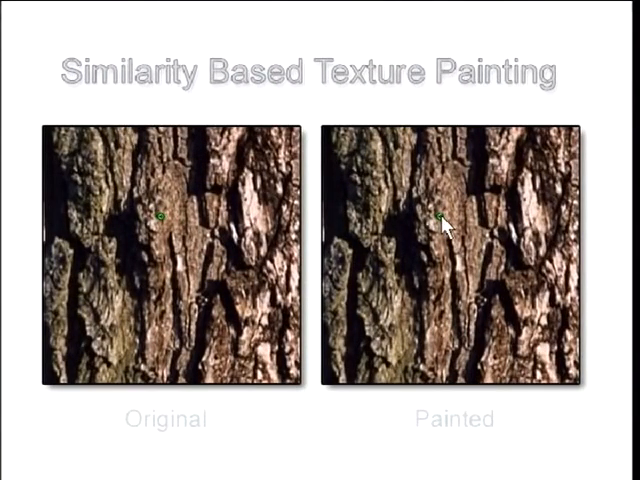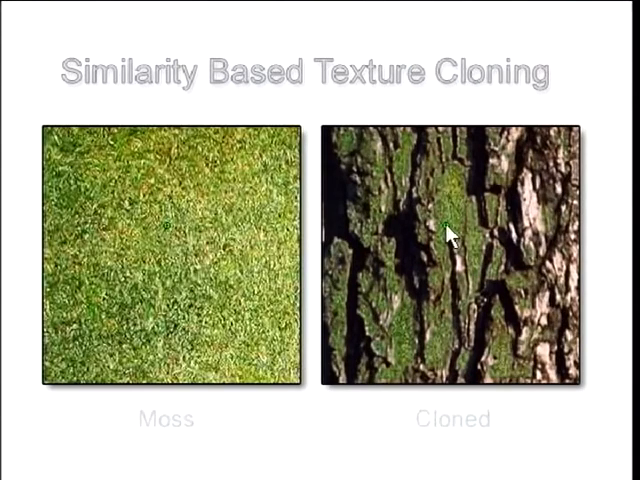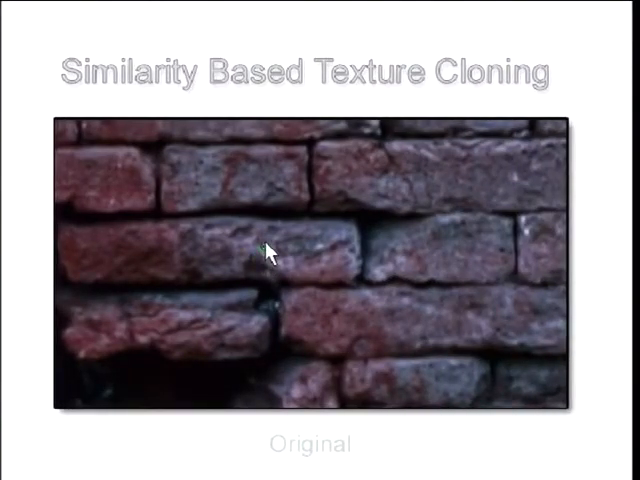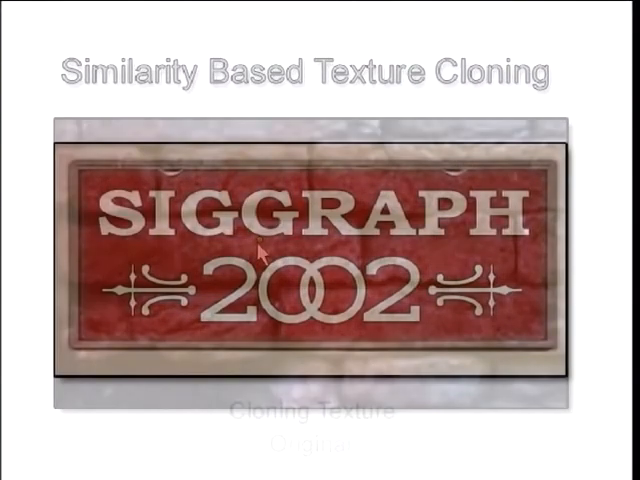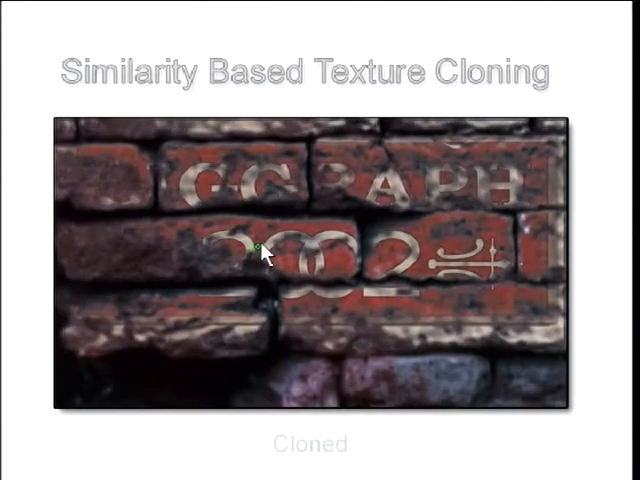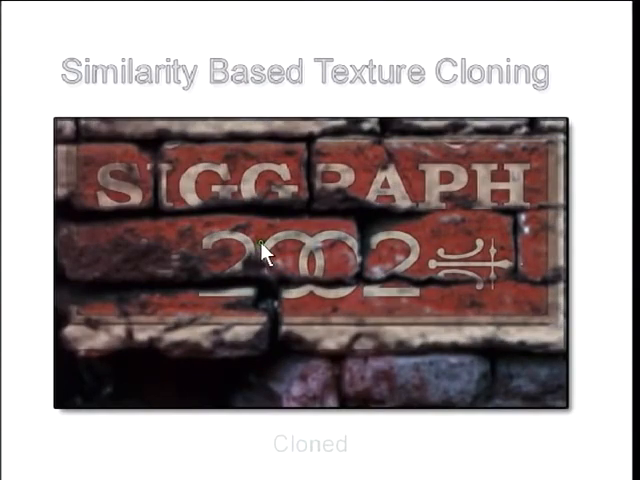In this next example, we first paint a solid green color over regions of a bark texture. We follow this by the application of a cloned moss image over the same portions of the original texture. It is of course possible to clone more structured images onto a texture using the self-similarity tool. Here we see an effective example of cloning a familiar sign onto a brick wall.